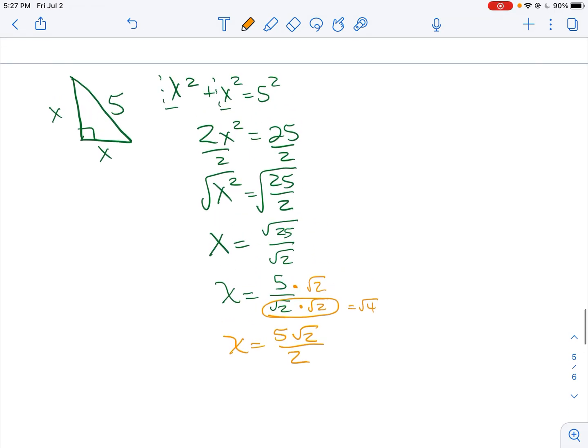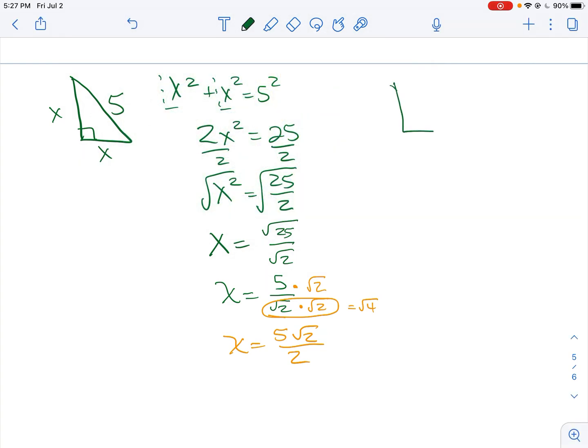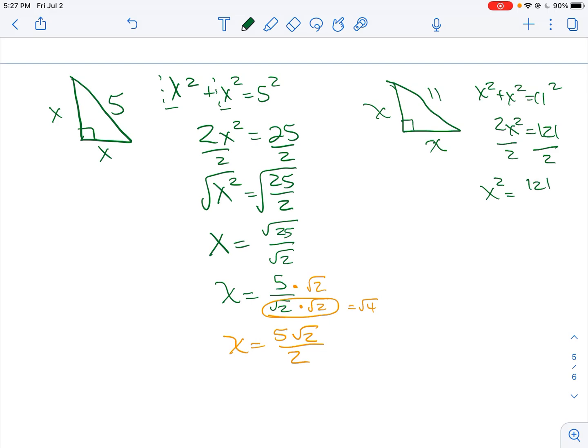Okay, so let's try this again. So I'm doing the same exact thing I was doing a moment ago. x squared plus x squared equals 11 squared. It's going to get me 2x squared equals 121. I divide both sides by 2. I get x squared equals 121 over 2.